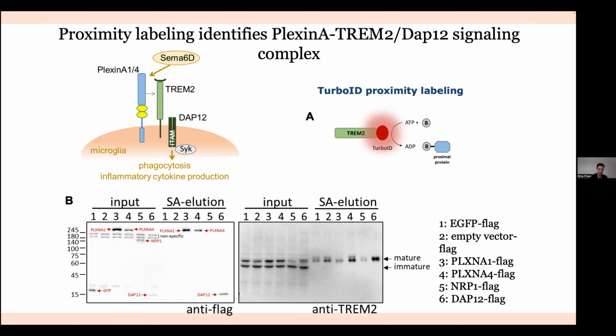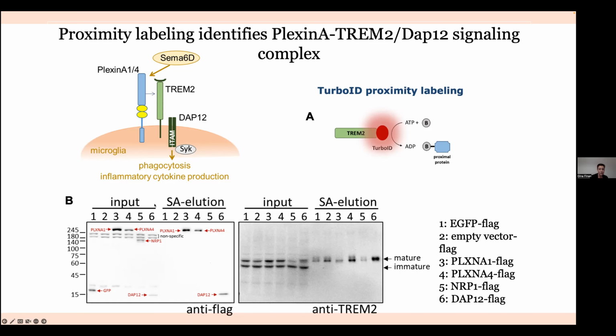On the left side of those two panels, you see the input expression of the proteins we're looking at, which are vectors 1 through 6, listed on the right. Vectors 1 and 2 are negative controls, GFP, these are all FLAG-tagged, and empty vector. Vectors 3 and 4 express plexin A1 and plexin A4, two different family members that are known receptors of SEMA6D. Vector 5 is an unrelated protein, and vector 6 expresses DAP12 as our positive control.